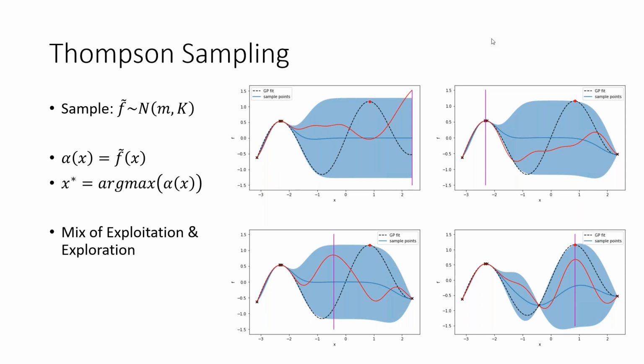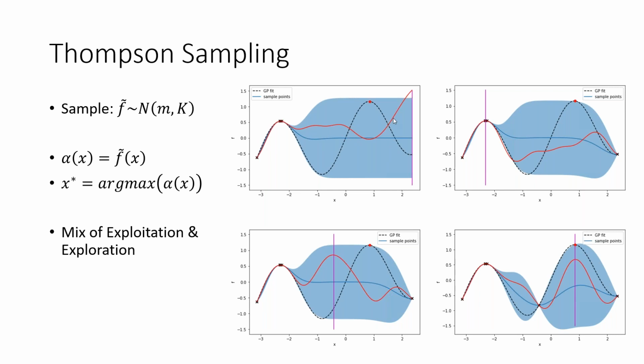Another example which lets us balance exploitation and exploration is a technique called Thompson sampling. What we do is we basically sample our GP. Here again we have our data points. We have no data points in this region. Our mean estimate for our GP is the blue line, and again we have our uncertainty.